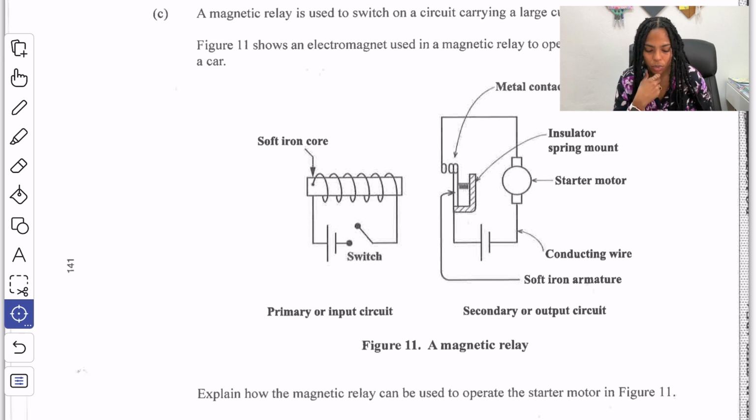And then once we open the switch so that current can't flow through here any longer, there's no magnetic force pulling this closer, so this spring will pull the contact back, opening the circuit so that the starter motor will turn off. And that's what we're going to try to put into words now.